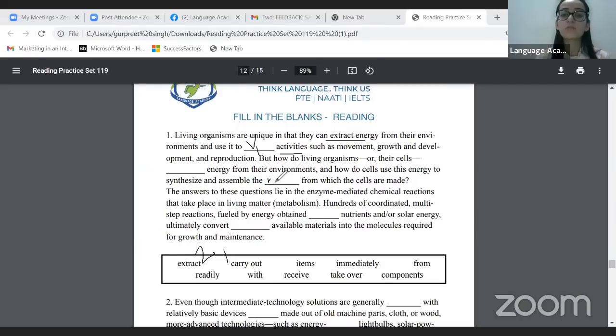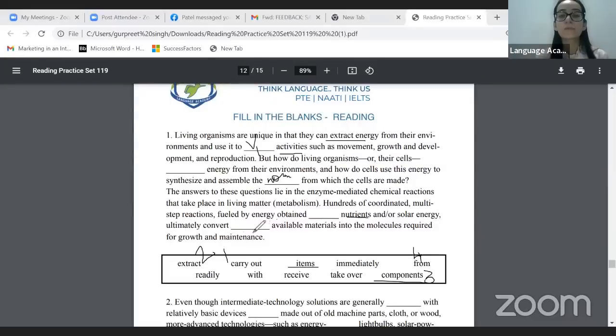So there comes with a noun, assemble what? What is a noun that can be assembled? We had two nouns here, items or components. What better goes with assembling is components, because components means parts of something that we can assemble, means we can put in order. So that would be assembling, going with components over items, because items is a general noun. Hundreds of coordinated multi-step reactions fueled by energy obtained dash nutrients. So with the verb obtain, we generally use obtain from, because obtain from comes with the source, means what is the source? Nutrients is the source from which the energy is obtained.